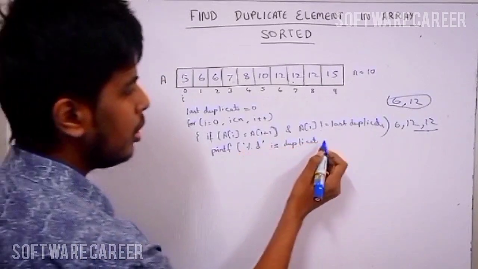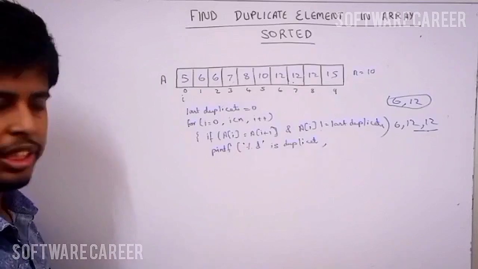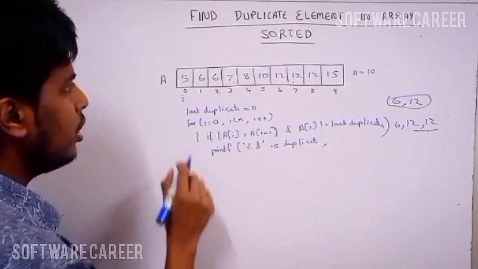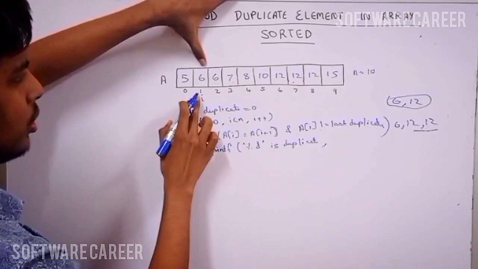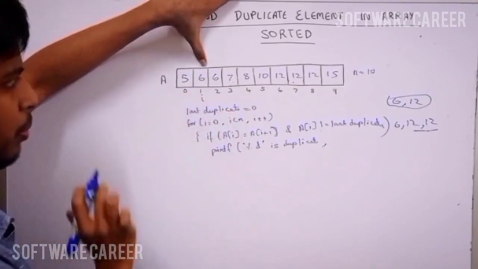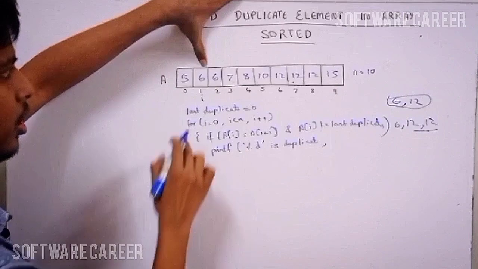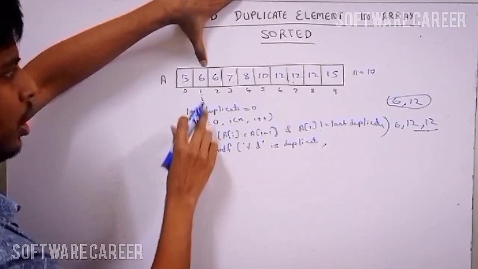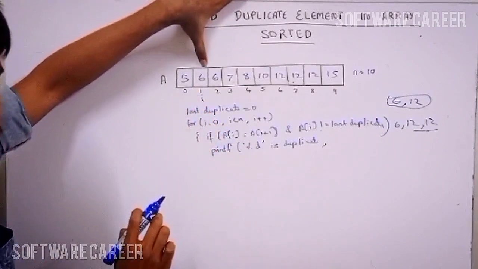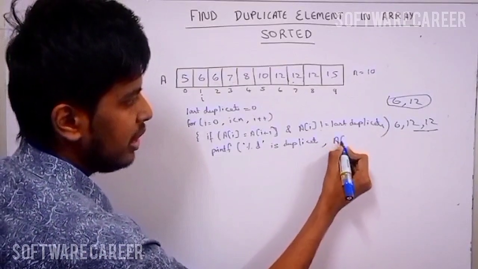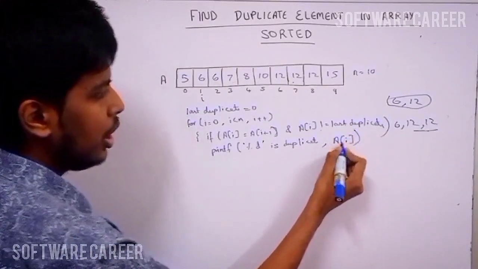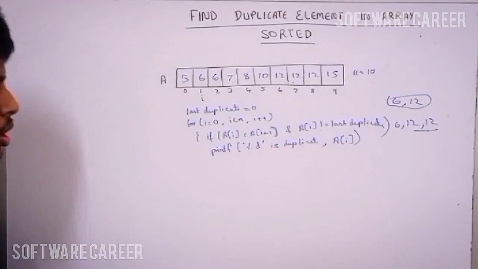Now you should write what is the duplicate element. See, what is this percentage d? Now you're comparing, suppose this I value is 1. So you're comparing a of I and a of I plus 1. Now, yeah, 6 is equal to 6. So you should print a of I, that is 6. So you should print a of I is duplicate. So I'm writing here a of I. This a of I is percentage d.